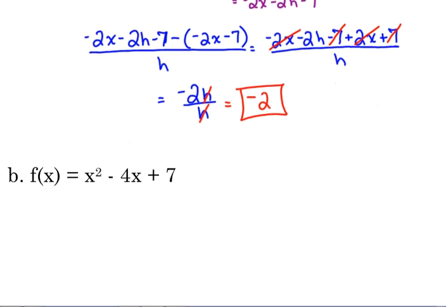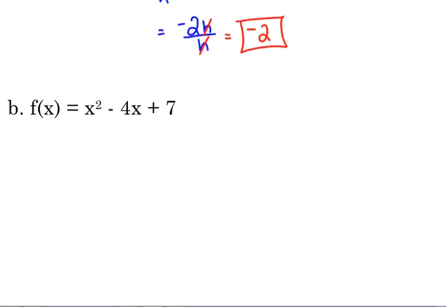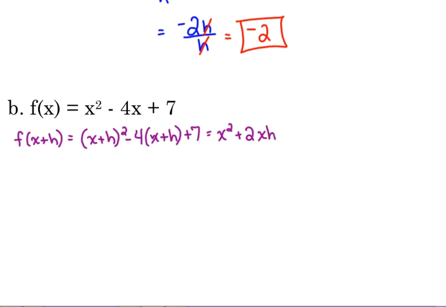Let's do it for a quadratic function. Okay, so we have f of x. We need f of x plus h. Remember, we have to FOIL x plus h squared. We got to FOIL it. So we get x squared. The outside gives us xh. The inside gives us xh. So we have 2 xh's. And then h times h is h squared. If you need to write that out to see it, that's fine.